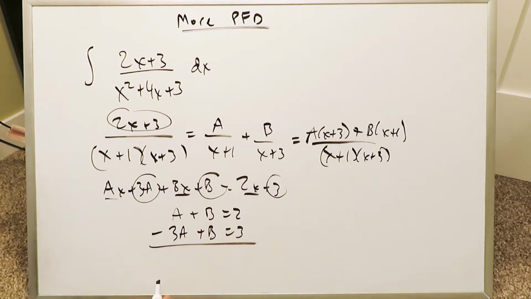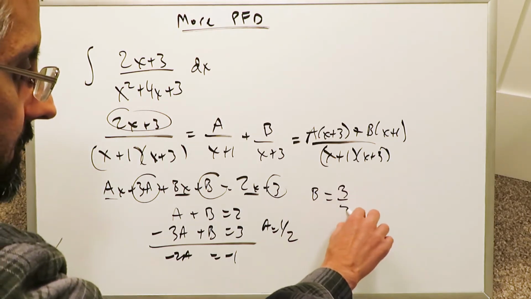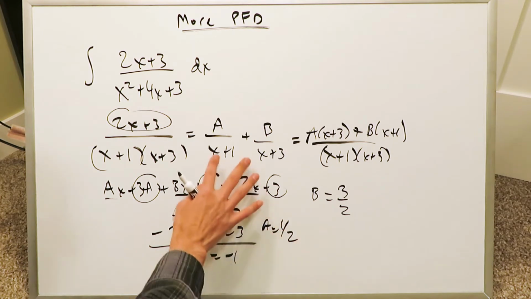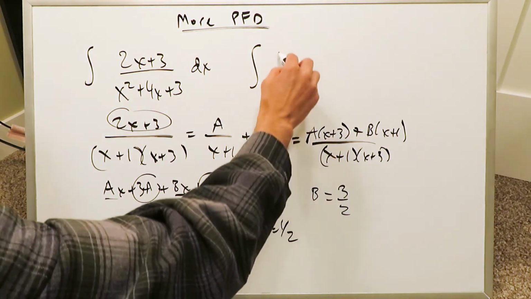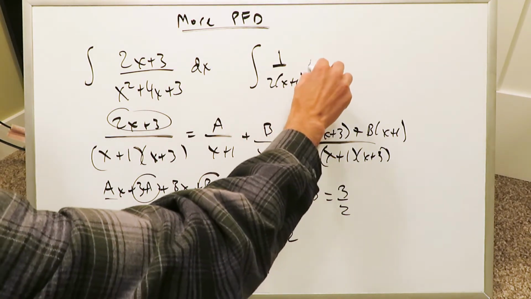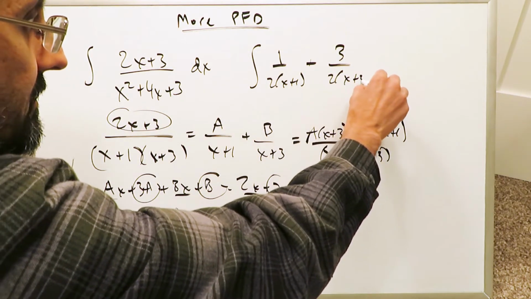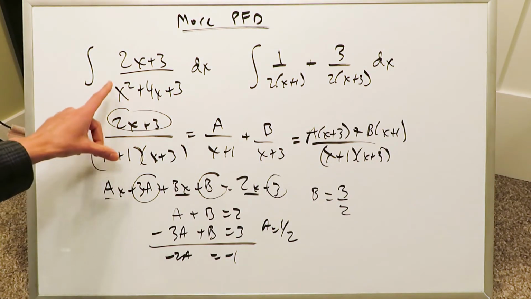You do elimination here. When you eliminate, what do you get? The b's cancel out. You have a minus 3a, that is minus 2a, is equal to minus 1. So a is equal to 1 over 2. If a is equal to 1 over 2, what does that make b? It makes b 3 over 2, doesn't it? So your decomposed partial fraction will become 1 over 2 into x plus 1, and then b as 3 over 2, which will be 3 over 2 into x plus 3 dx. That right there is the decomposed partial fractions, which can be much more easily integrated.